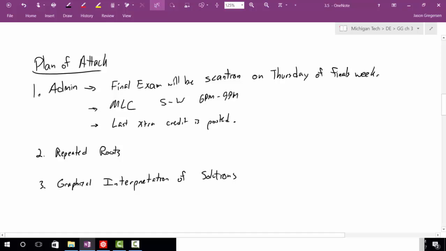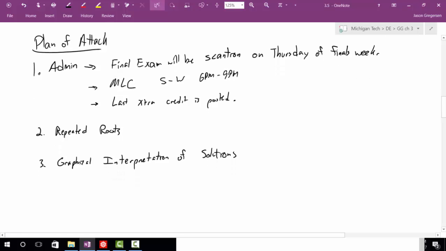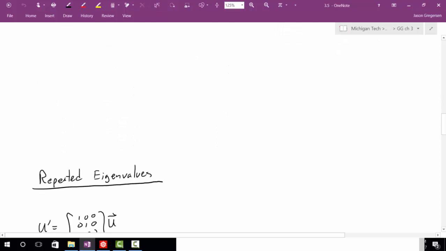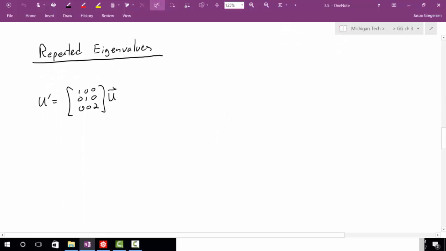And then today we want to focus on repeated roots. We've done regular distinct roots. We've done complex. Now repeated roots. So that's what we got on the agenda.